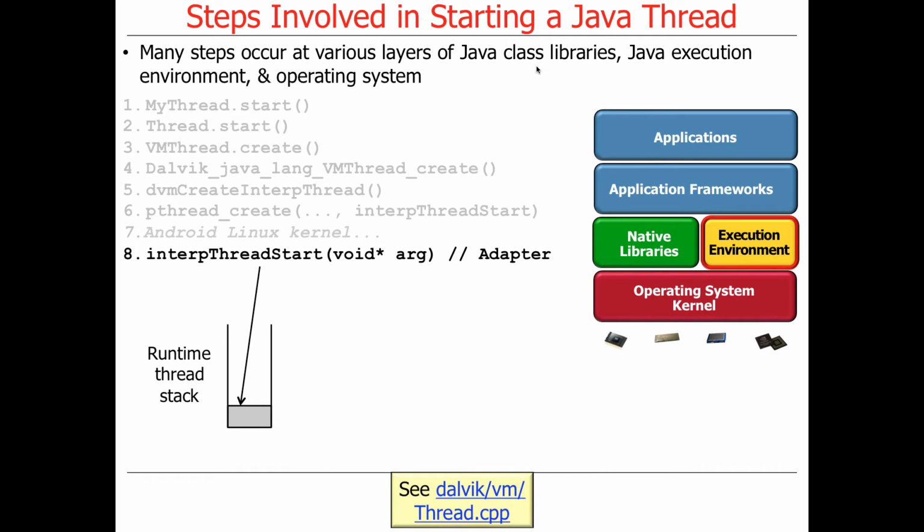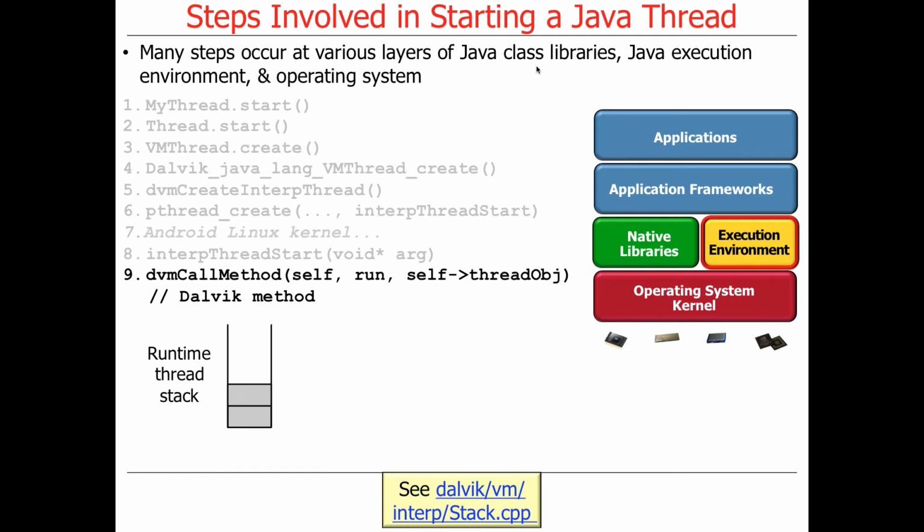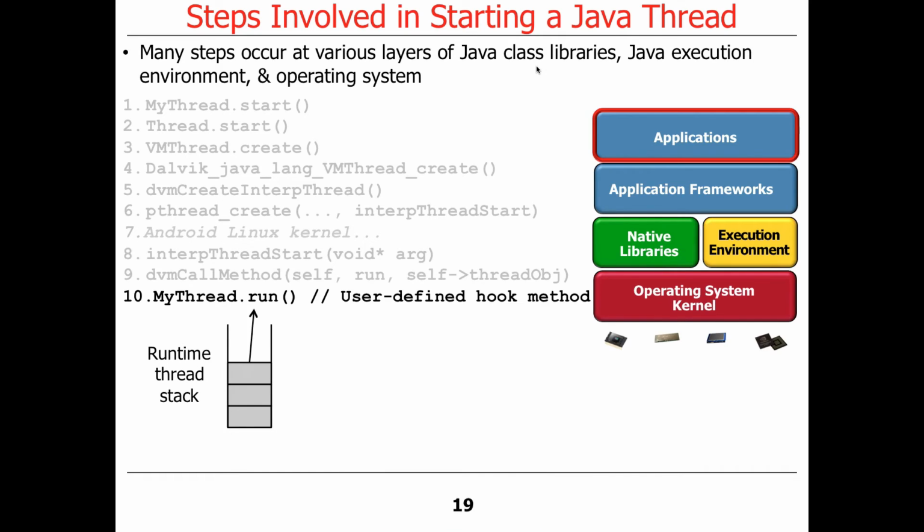And this interp thread start function that was passed here to pthread create is actually the initial entry point into this stack. So that's the function that gets called back. That's a C function that gets called back. That function will in turn call dvm call method, passing in the object for which this thing is run, here, the self thread object, and the run hook method. And that will then end up calling back the run hook method. Now we're back in Java land. This is now in Java. This is the run method called back on the original Java object where we called start.